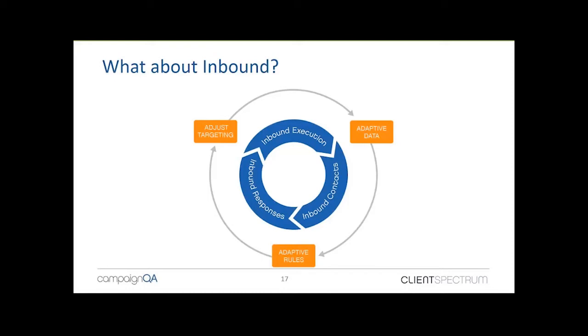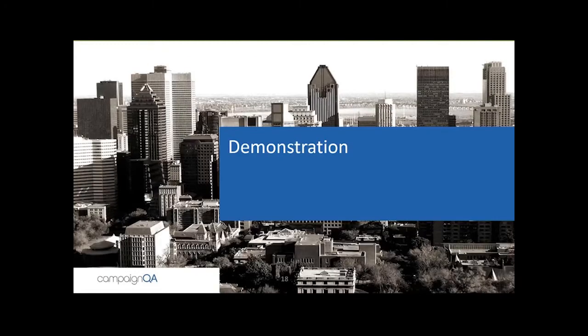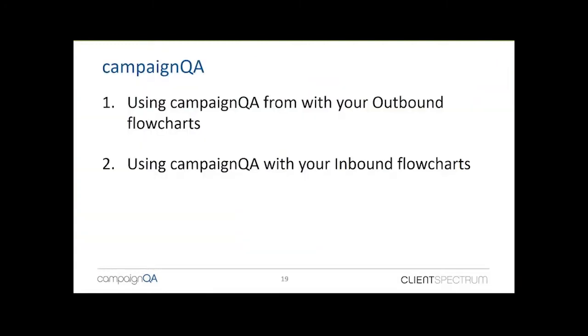And with the sheer volume that a tool like this generates while it's running all day, every day, a small mistake can quickly scale into a big problem. Tools like this are meant to report, monitor, and keep on top of that problem. So now we're going to jump into a demonstration. There are 2 key things I wanted to show here: 1, how you could use campaignQA with an outbound flowchart, and 2, how it could exist with an inbound flowchart.